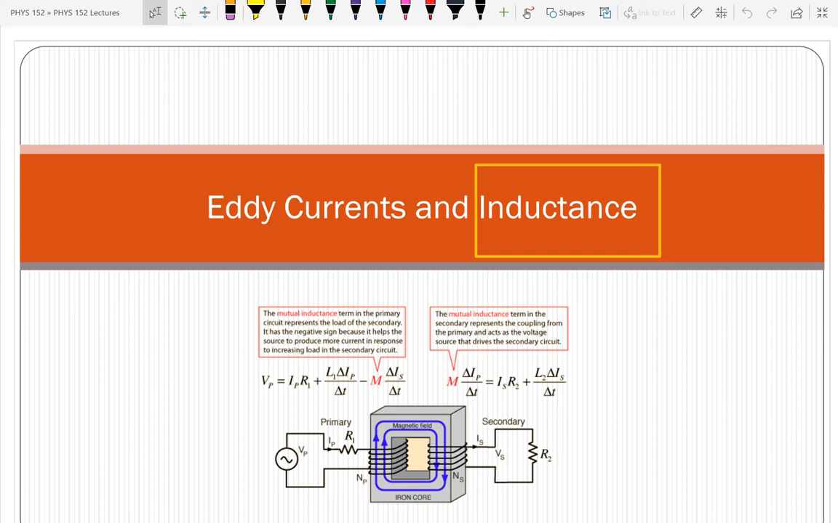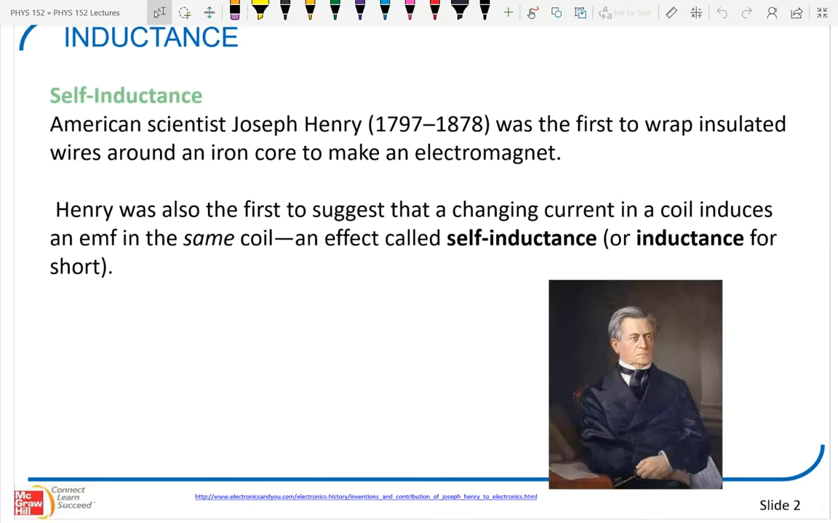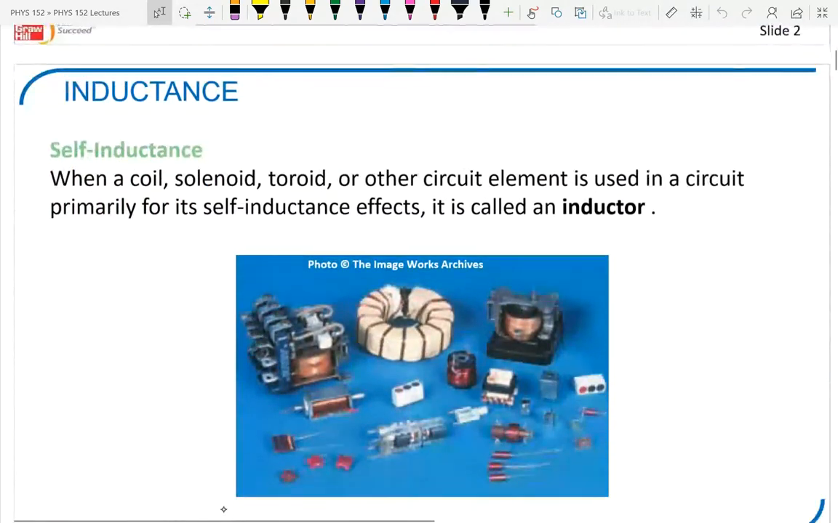Today we are going to focus on the inductance part. We had eddy currents last class period, and mutual inductors. So now we're going to look at a self-inductor. Last class period I did talk about Joseph Henry and his self-inductance idea.